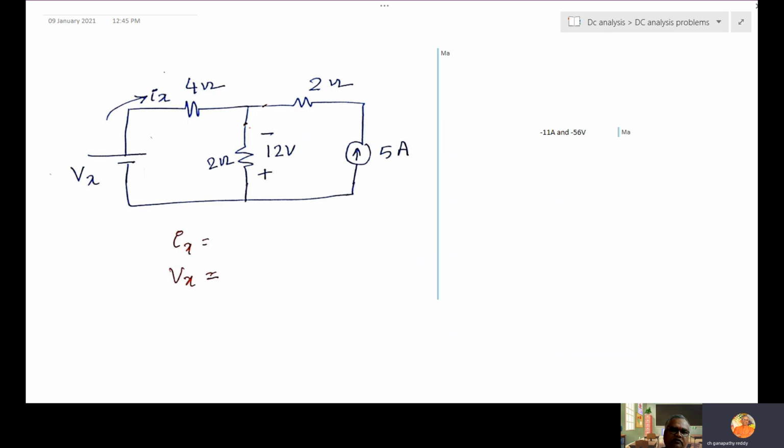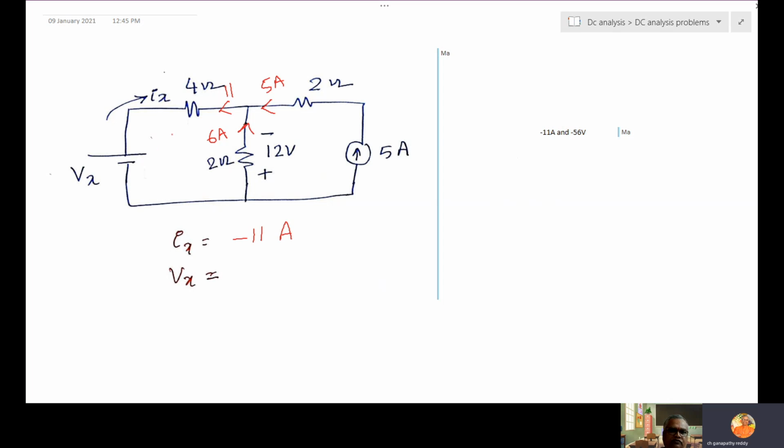This is the common mistake. So current will flow in the resistor always from positive to negative. That is important. 12 by 2 is 6 amps. So 6 will go up. Here 5 ampere. 6 plus 5 is 11. But he is asking Ix reverse. What is Ix now? Minus 11.